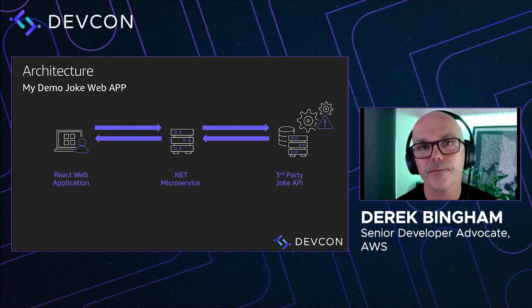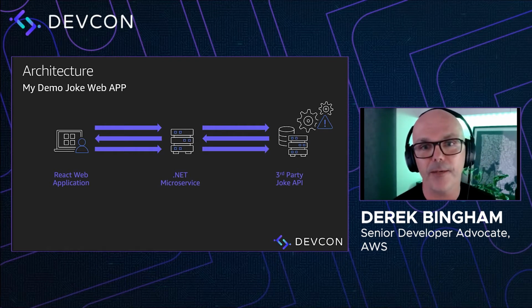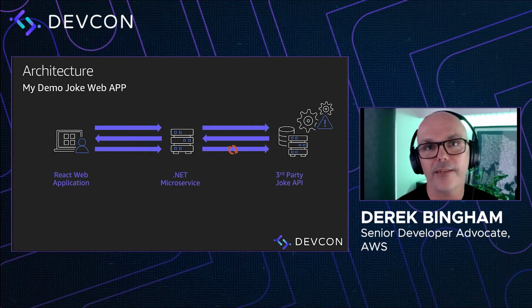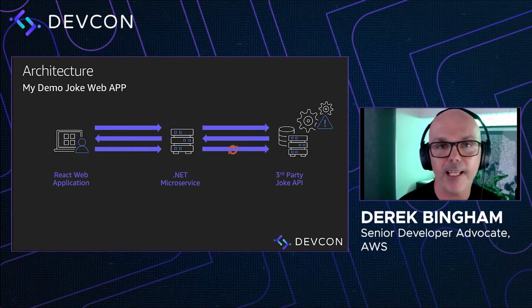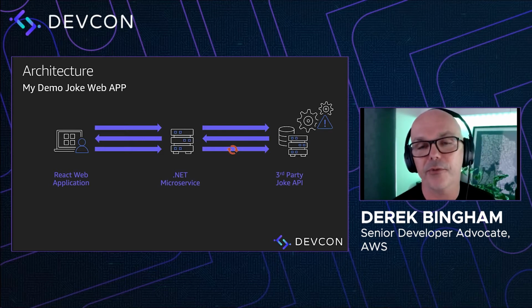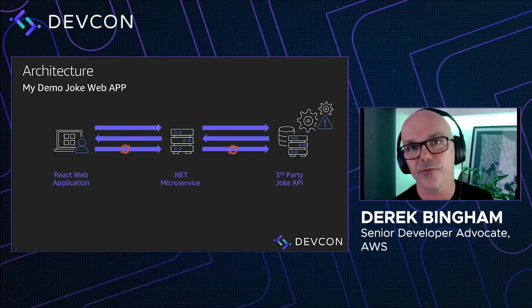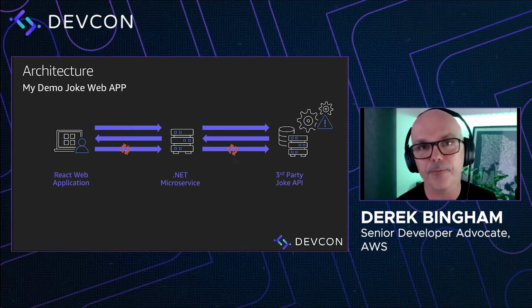What would happen? Well, our React web application doesn't know about this, so it will continue to make requests. The .NET microservice will continue to proxy, and it may actually then start waiting for the response. The third-party Joke API is under load, it could be failing, so it may not be able to return a response. And then the .NET microservice, as a result, won't be able to return a response to the React web application.